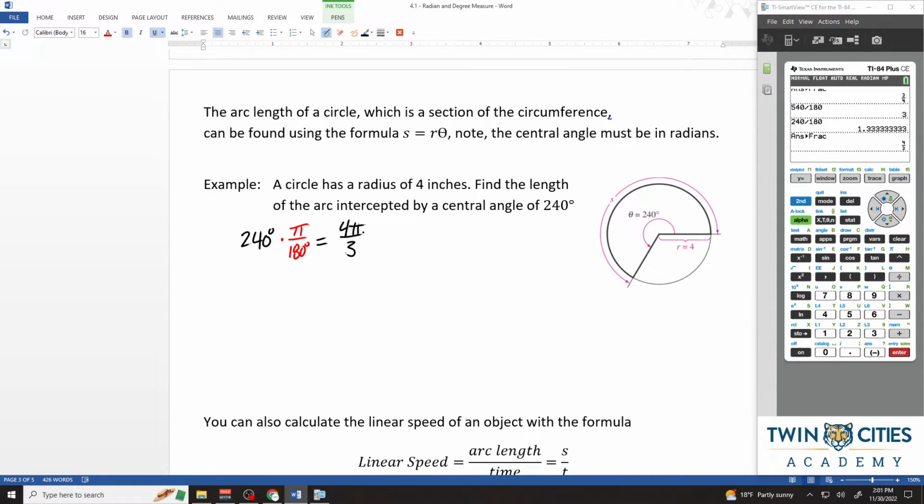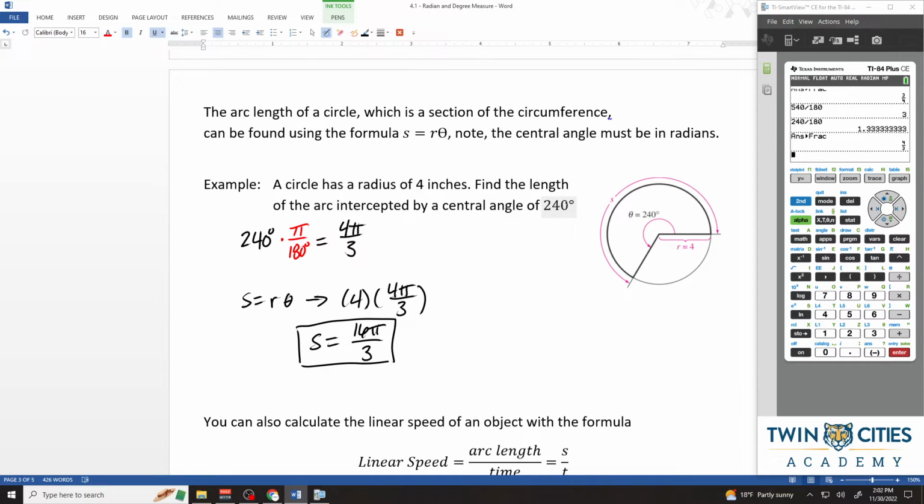Now I can go ahead and use arc length. S for the arc length equals r times theta. Theta here is my central angle, 4 pi over 3. So S equals r times theta. For us, that's going to be 4 for the radius times my central angle, 4 pi over 3. So I've got S equals 4 times 4 is 16, so this is 16 pi over 3.